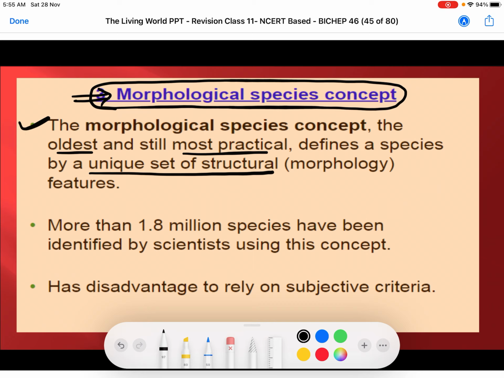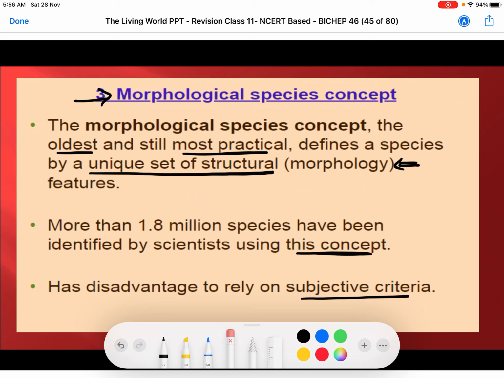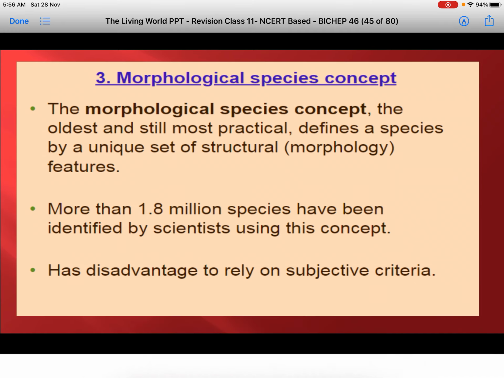For example, if they have scales on the body, definitely they are going to be reptiles. If they have feathers on their body, definitely they are going to be birds. So, based on their morphological features, more than 1.8 million species, as we know, have been identified by scientists using this concept only, and it has a disadvantage, as it relies on subjective criteria as well. So, only this criterion is not enough for defining the species. You are supposed to take care of the other concepts as well, ready? Fine. So, that is the morphological species concept. Please take the screenshot.